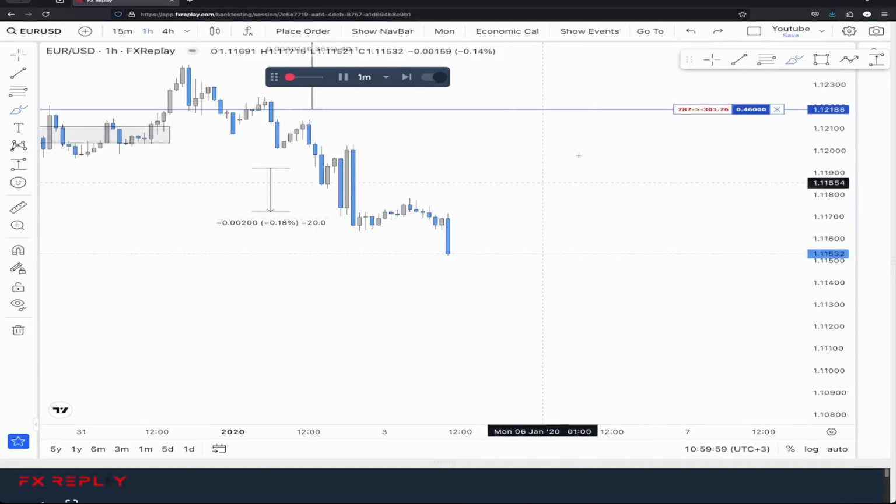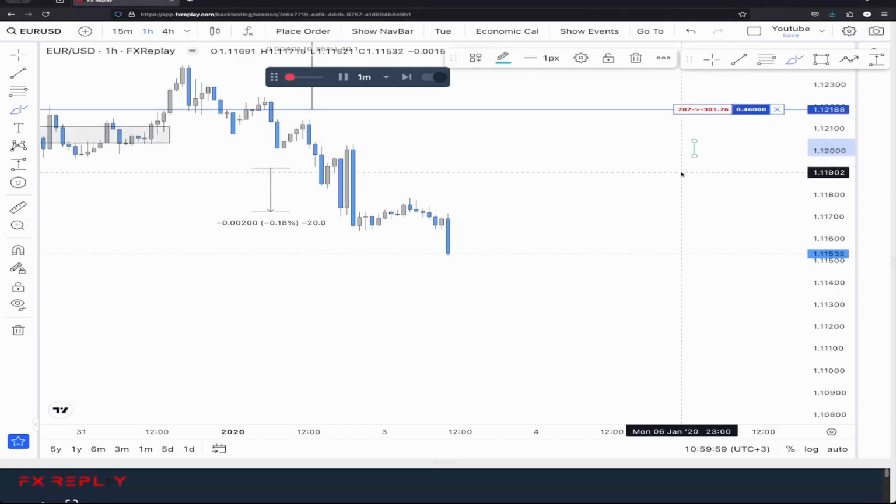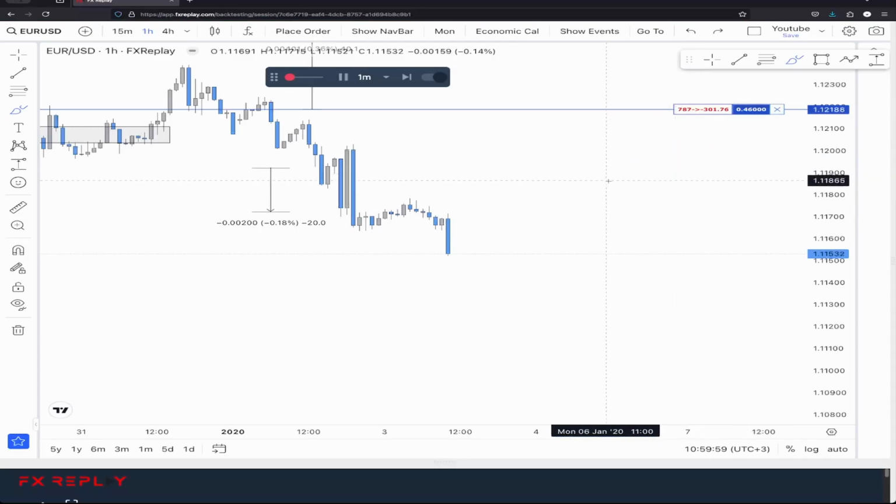I can also use the remaining amount. Remember, initially I had traded one lot. So in this case, I have about 0.54 lots that are currently just sitting there on my margin. I can use it, but I'm not at the moment.